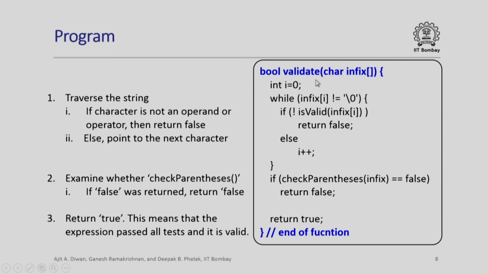We continue looking at the next function. This is the validate function. Its input is the entire infix string. We need to traverse the string, and if the character is not an operand or operator, we should return false, else point to the next character. So, while the string has not ended, we will call the is valid function for the ith element of the infix string, which means the ith character of the string. If it is not valid, it will return false, else it will go to the next character. This way it will check everything.